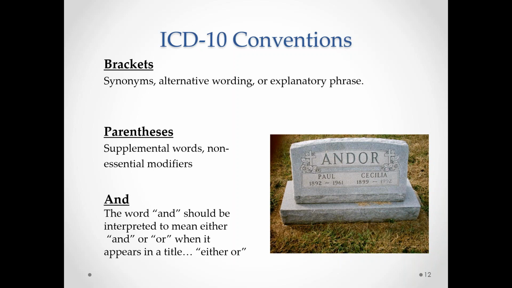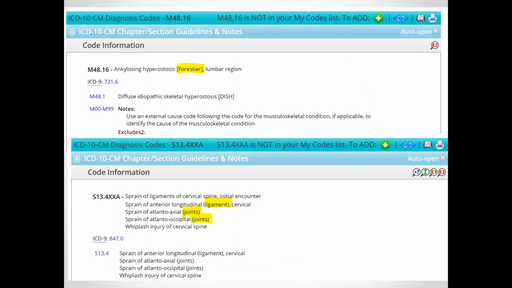And then I found this headstone I thought was fascinating. It says that Paul and or Cecilia has been buried there. We don't know which one. Could be both of them, either one. So that's kind of how this applies, all right? So this is an image from an online encoder I use called Find-A-Code, okay?